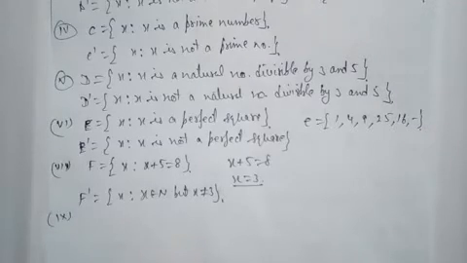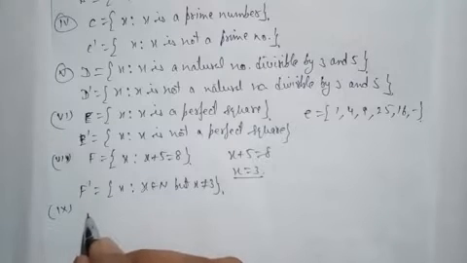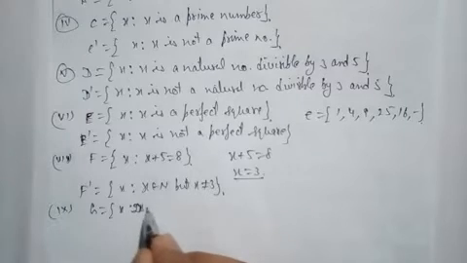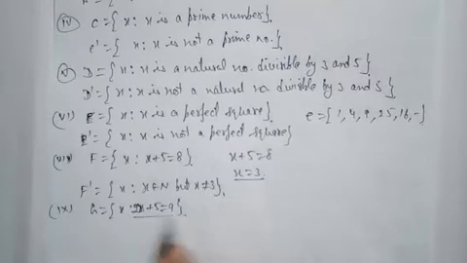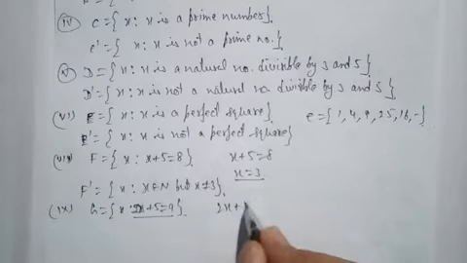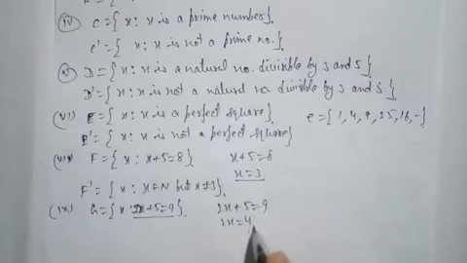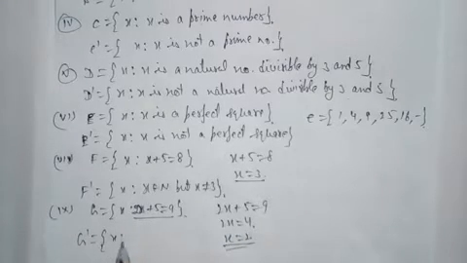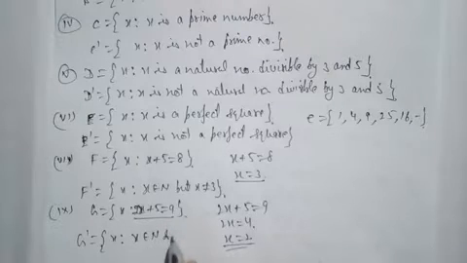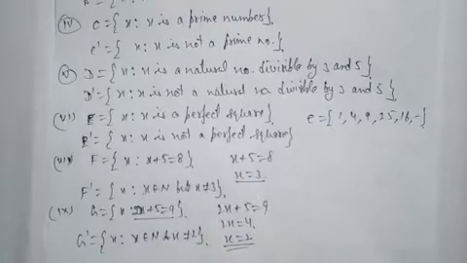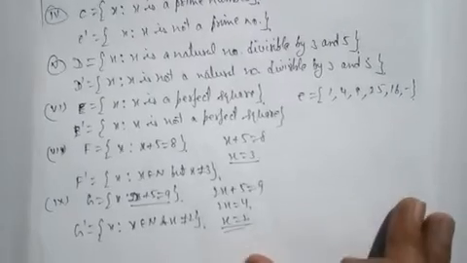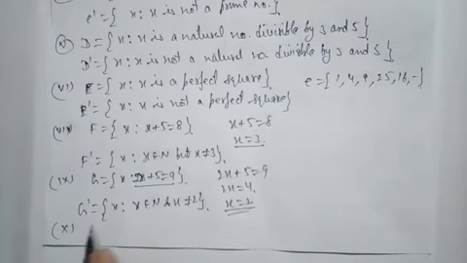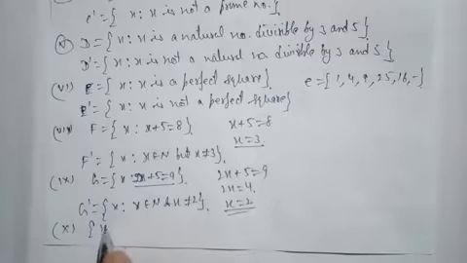Next, ninth. Ninth is let G set be x such that 2x plus 5 equals 9. Find the value of x which satisfies this equation: 2x plus 5 equals 9, 2x equals 4, x equals 2. Means G complement is, 2 should not be there, x such that x belongs to N and x is not equal to 2, if we would like to write it in set builder form. Clear.